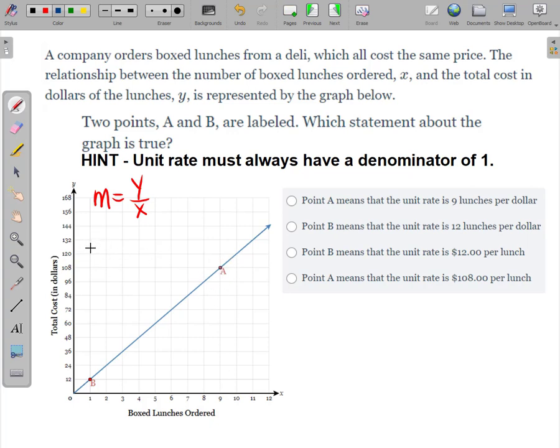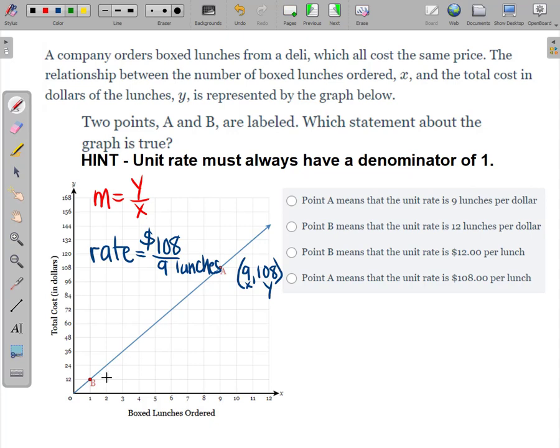So I'm going to put rate, and the ordered pair is 9, 108. And this is my X and this is my Y. Rate is equal to $108 for 9 boxed lunches. So I'll just put 9 lunches. Got it. This is not my unit rate because it doesn't have a denominator of 1. Now this could reduce if I divide it by 9 over 9. You would probably get the correct unit rate.